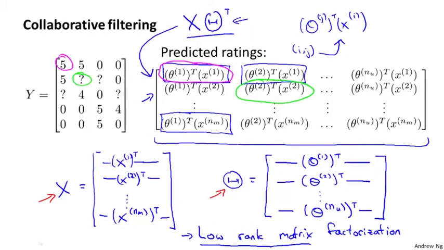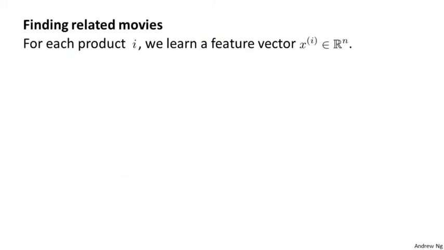Finally, having run the collaborative filtering algorithm, here's something else you can do, which is use the learned features in order to find related movies. Specifically, for each movie i, we've learned a feature vector x^(i). When you learn a set of features, you don't know in advance what the different features are going to be. But if you run the algorithm, empirically, the features will tend to capture the important aspects of these different movies or products.